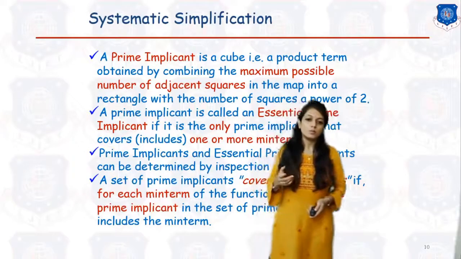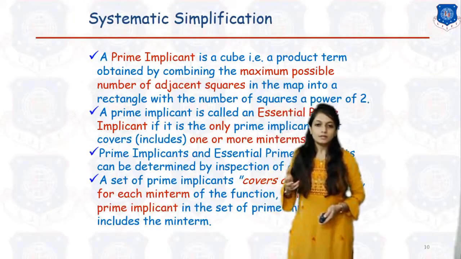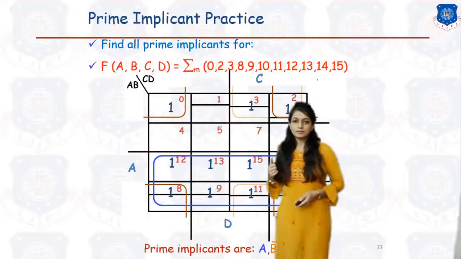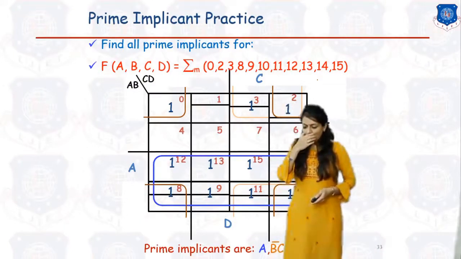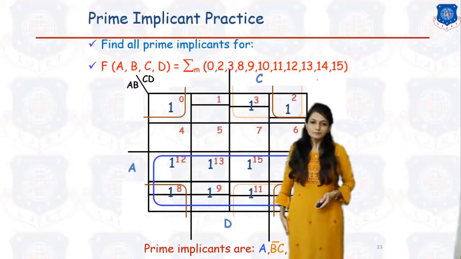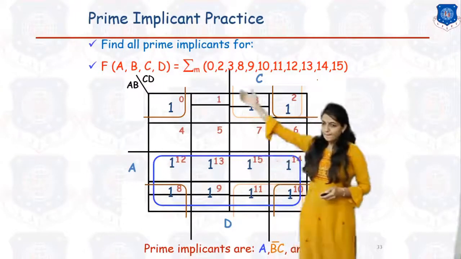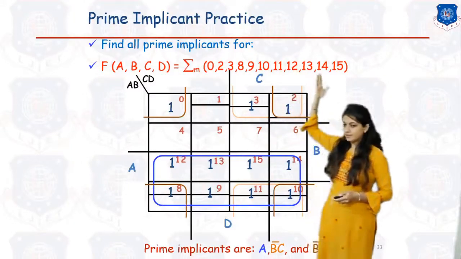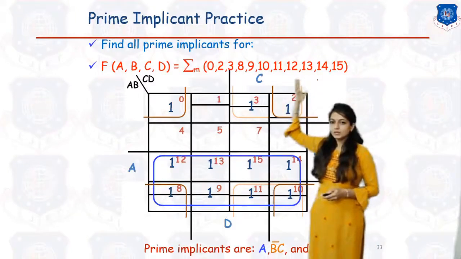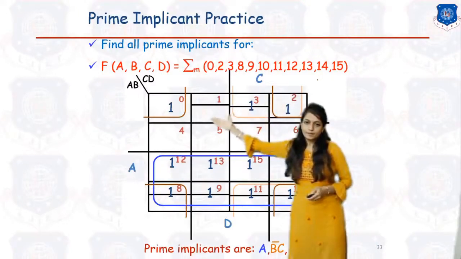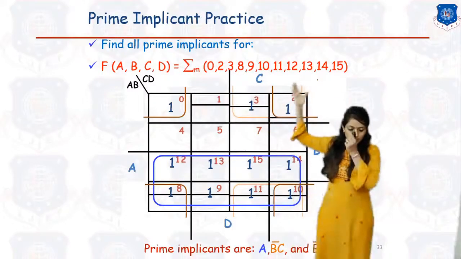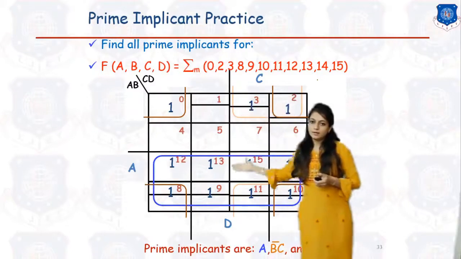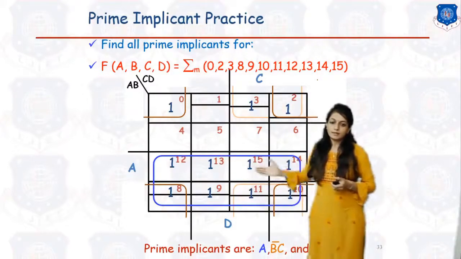Now let us take one example to clear a doubt about what we mean by prime implicant. Consider this example: 0, 2, 3, 8, 9, 10, 11, 12, 13, 14, 15. Alright, so over here, place the one on these mentioned minterms: 0, 2, 3, 8, 9, 10, 11, 12, 13, 14, 15.